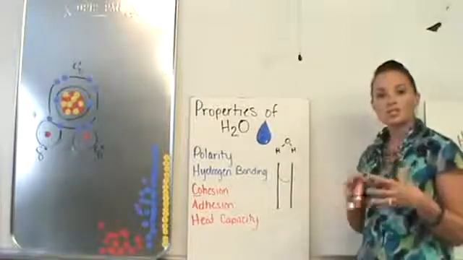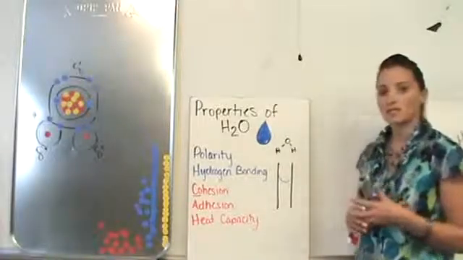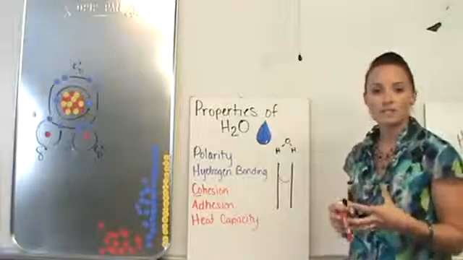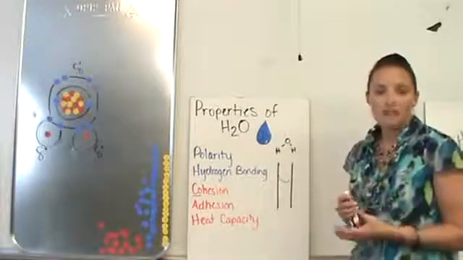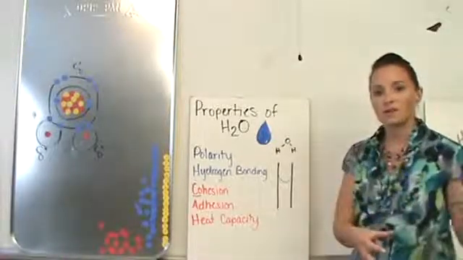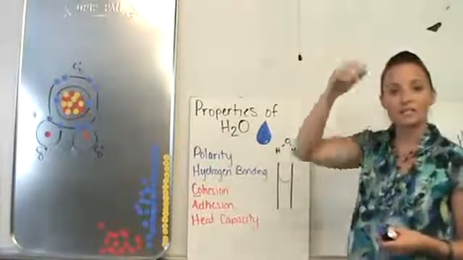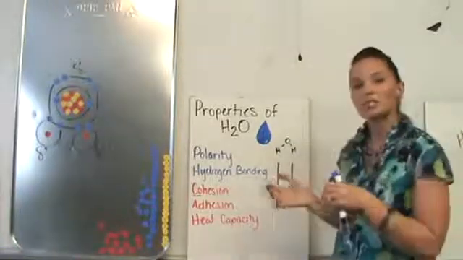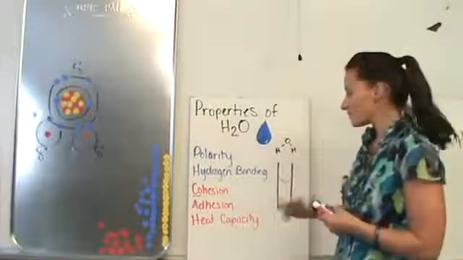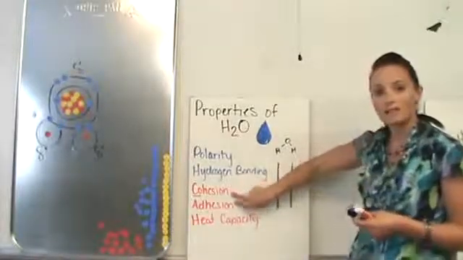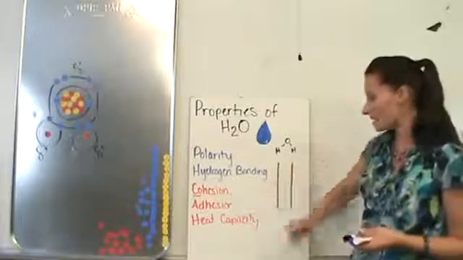Okay? Those two properties actually work together to help other things within life. Like for instance, the water that wants to move from the roots of a plant up through the stem and into the leaves is because of cohesion and adhesion. Okay? So those two properties actually help with that.